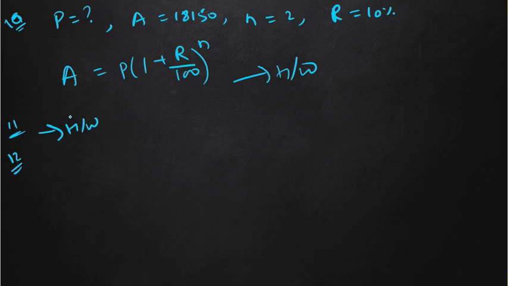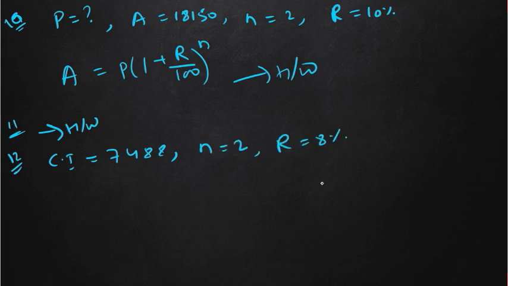Question number 12. On what sum of money will the compound interest for 2 years at 8% per annum be 7488? That means our compound interest is given as 7488, the number of years is 2 and the rate is 8%. So on what sum? That means we need to calculate the principal.